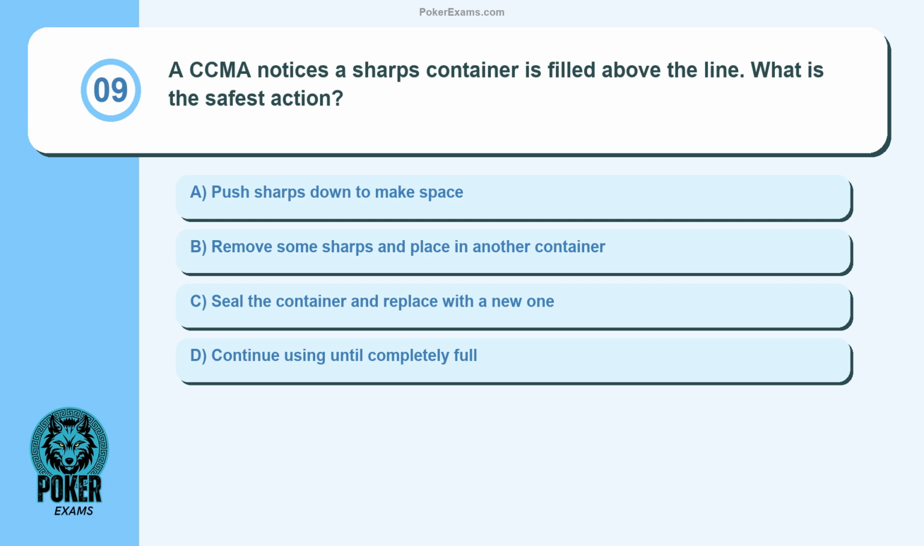Question 9. A CCMA notices a sharps container is filled above the line. What is the safest action? Push sharps down to make space. Remove some sharps and place in another container. Seal the container and replace with a new one. Continue using until completely full.